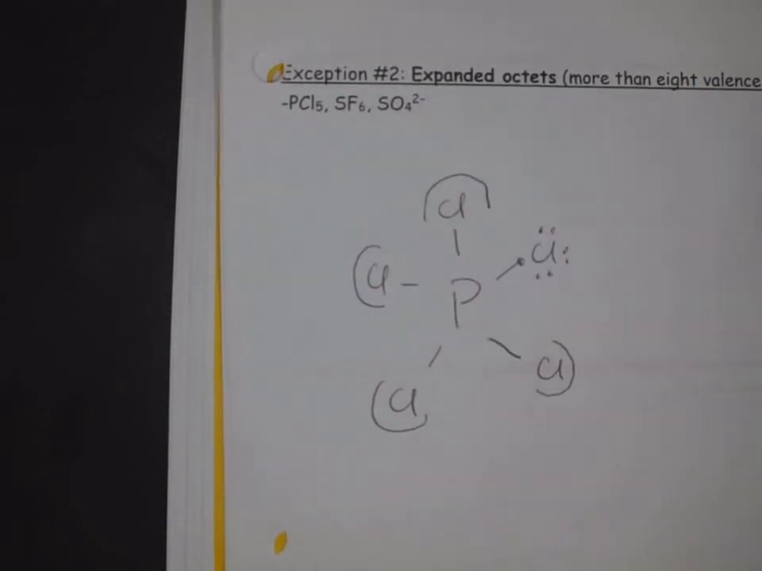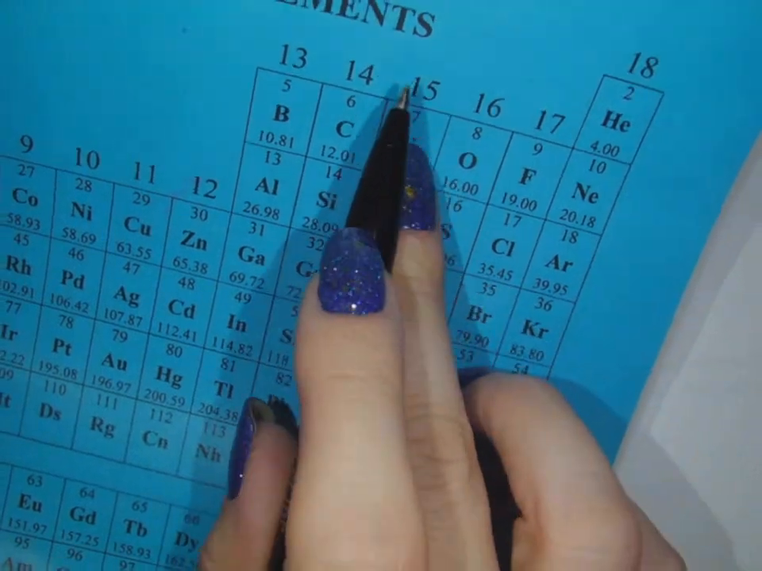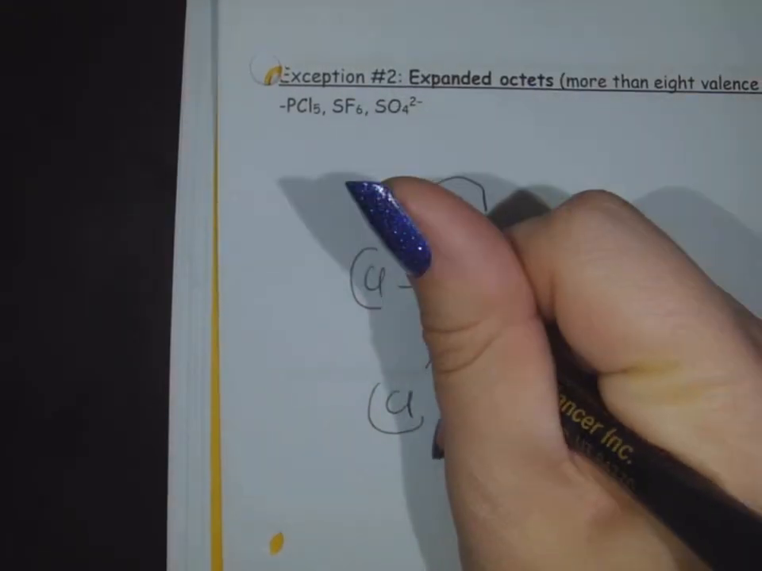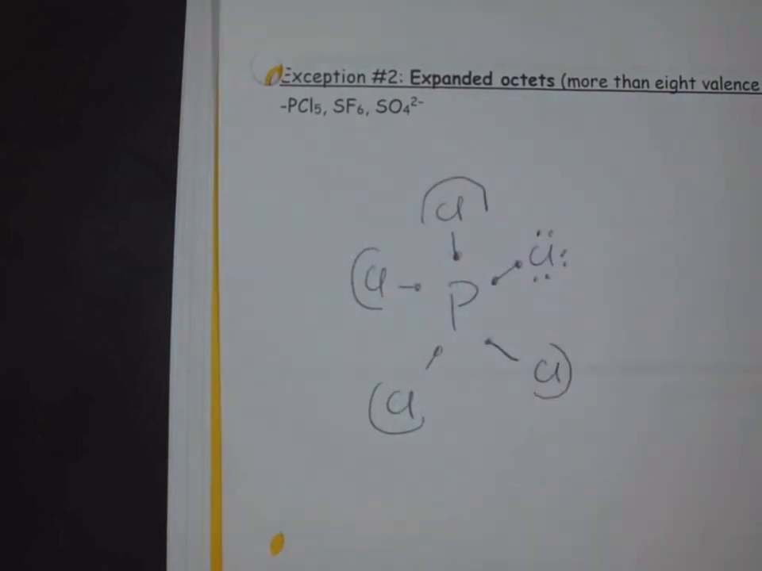But how many electrons does phosphorus even have to share? Well, let's check. Oh, here's phosphorus. It's in group 15, so it has 5 valence electrons. And check this out. 1, 2, 3, 4, 5. So it's sharing those 5. And so this is a valid structure, and it does occur in nature.